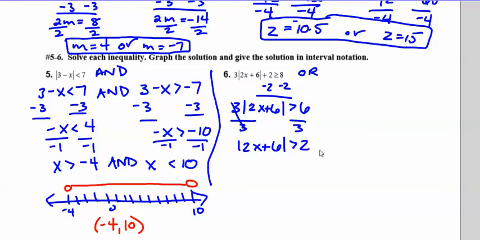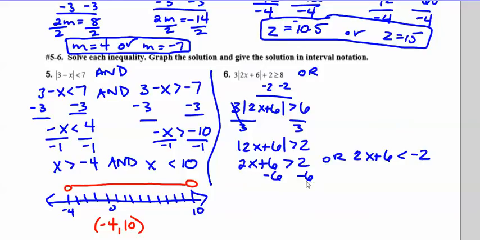And that's going to be one of the inequalities. 2x plus 6 is greater than 2. And the other one is 2x plus 6 is less than negative 2. So now we're going to subtract 6 from both sides. 2x is greater than negative 4. Divide by 2. And x is greater than negative 2.